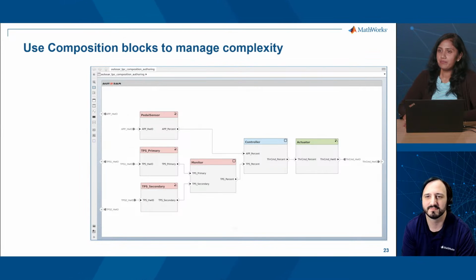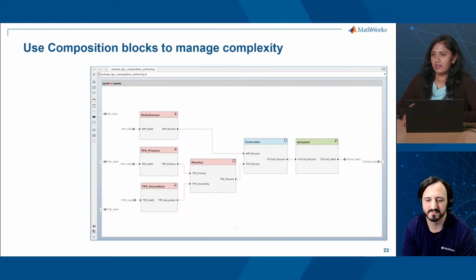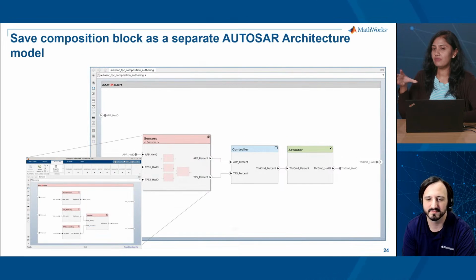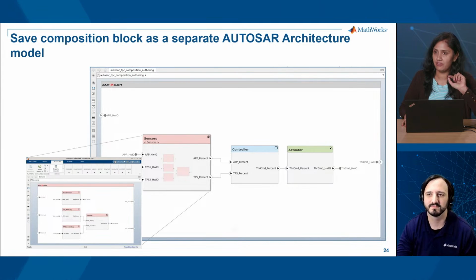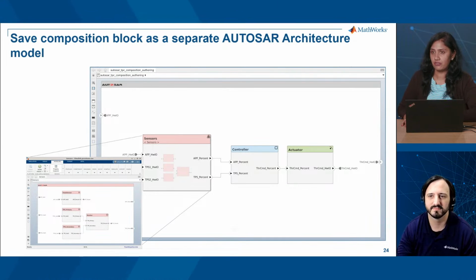So in the example what you saw, we had several components and we already created a composition from there. See, if you haven't created a composition, what do I do, right? So in that case, you can create a composition from the components itself, like it is shown in this slide. It has got 4 sensor components. I'm grouping that as a sensors composition, and that will allow you to save this composition block as a separate AUTOSAR architecture model.